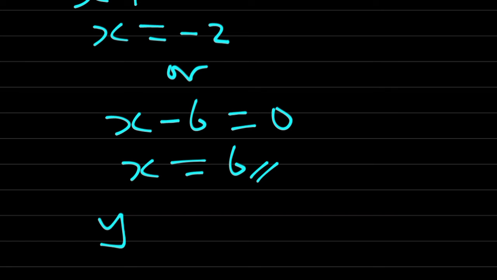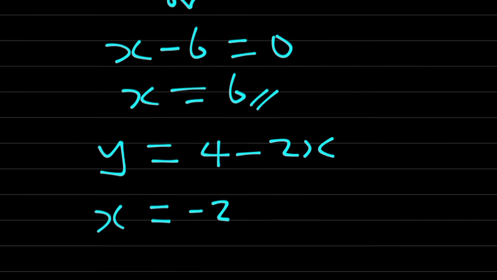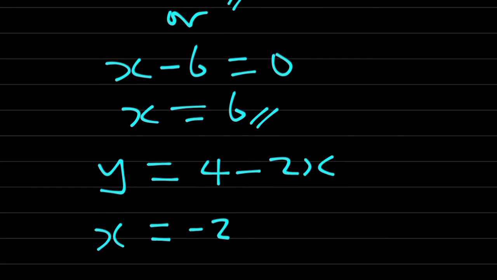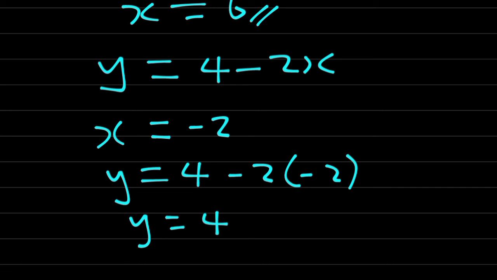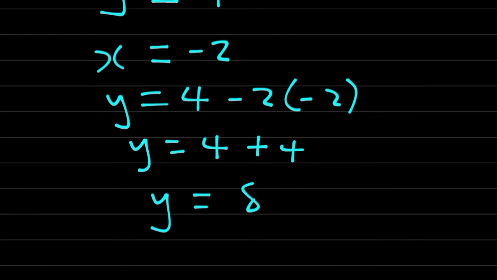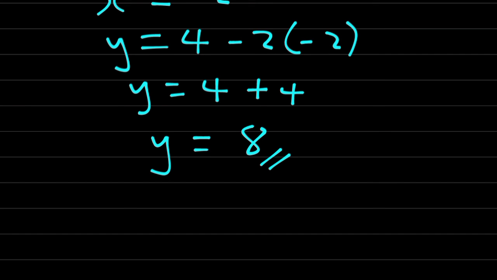We've already derived an expression which is y is equal to 4 minus 2x. So when x is equal to minus 2, y will be equal to 4 minus 2 into bracket minus 2. Therefore, y is equal to 4 minus 2 times minus 2. That is plus 4. Y is equal to 8. So if we are to plot the graph of these two equations, it means that we are going to have an intersection between the straight line and the quadratic curve at minus 2, 8. That is what it means.